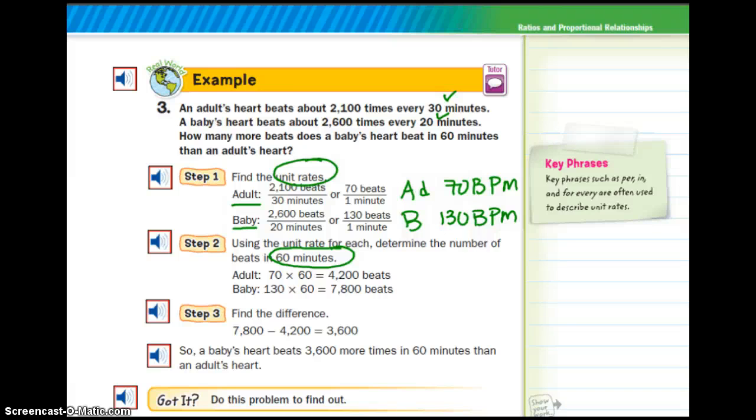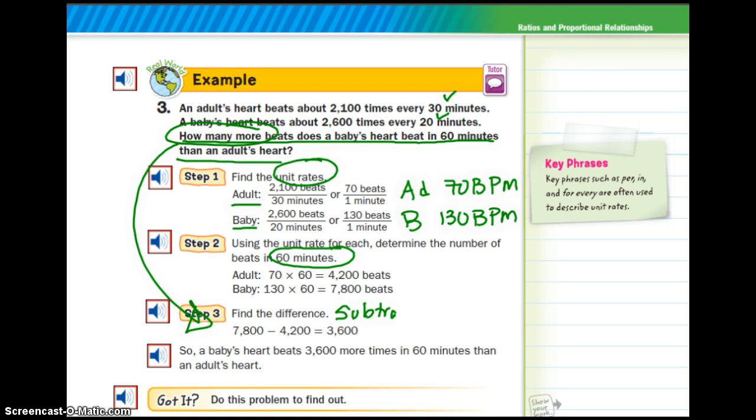Now, they wanted to know how many more beats a baby's heart beats in 60 minutes than an adult. So how many more tells us that we have a division problem. Sorry, a subtraction problem. The word difference means to subtract. So we have 7,800 minus 4,200, and we get 3,600. So we know that a baby's heart will beat 3,600 more times than an adult in 1 hour.